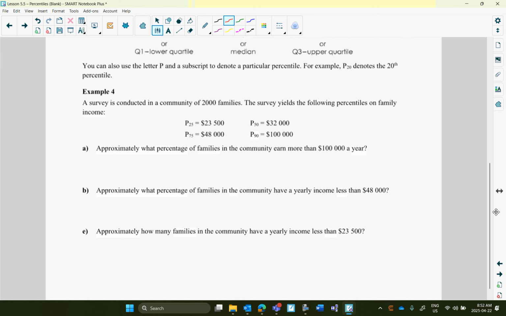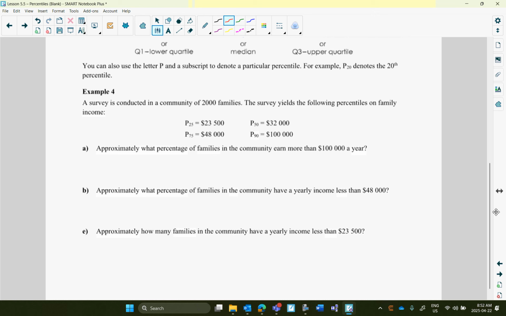Okay. A survey is conducted in a community of 2,000 families. The survey yields the following percentiles on family income. So think about what these mean. In this group of 2,000 families, 25% had an income of this or lower. 50% had an income of this, 32,000, or lower. 75% had an income of this or lower. 90% have an income of this or lower.